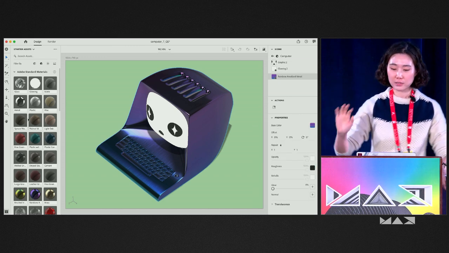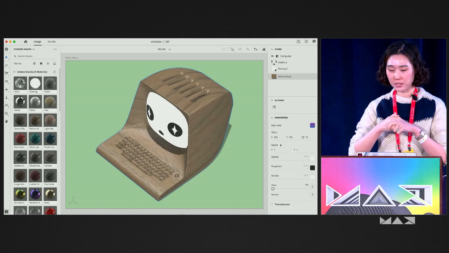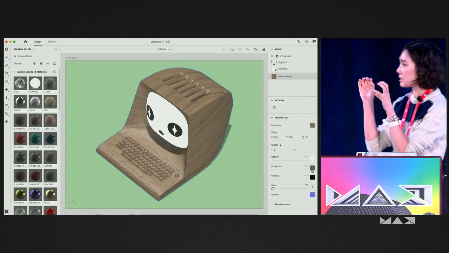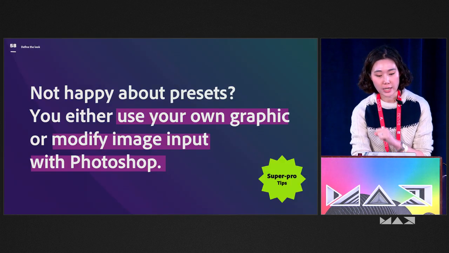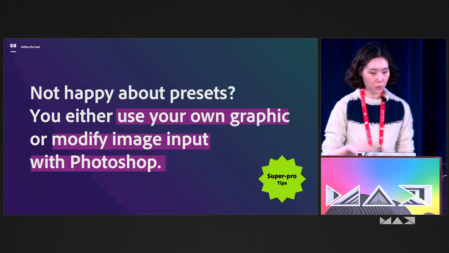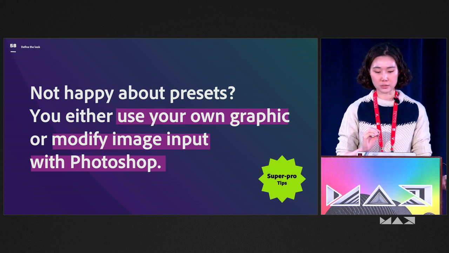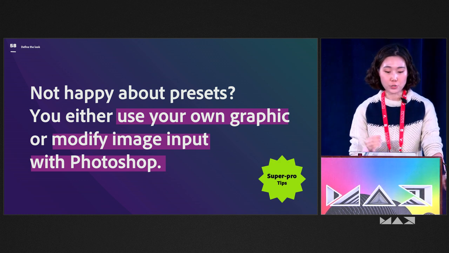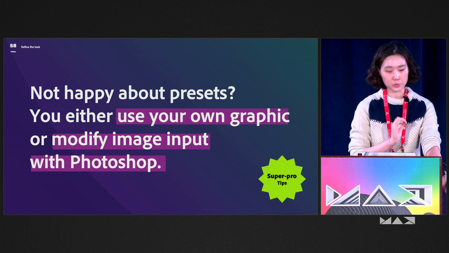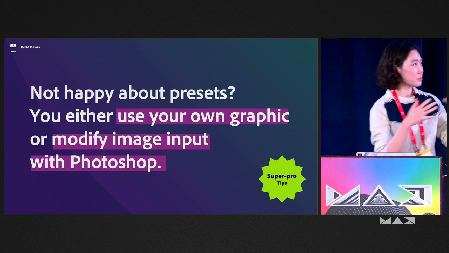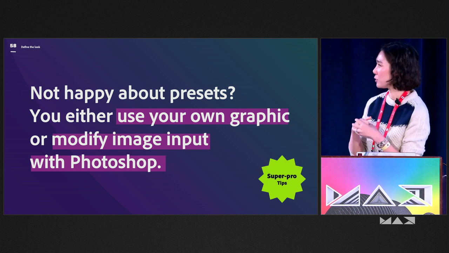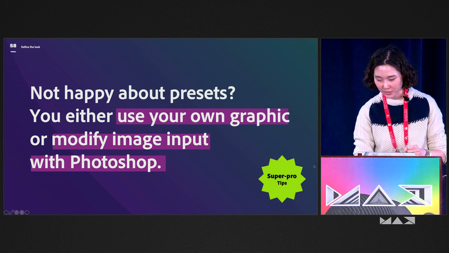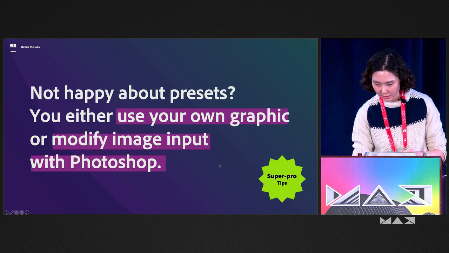And if you find it a little bit more confusing to understand, all you have to remember is this. Because the input is made out of images, it actually means that you can also customize this material by swapping out with your own graphic, or you can also modify the image input with Photoshop. So this might be a little bit wordy and, oh, I don't know what that actually means. It's not that confusing, so let me actually show it to you.